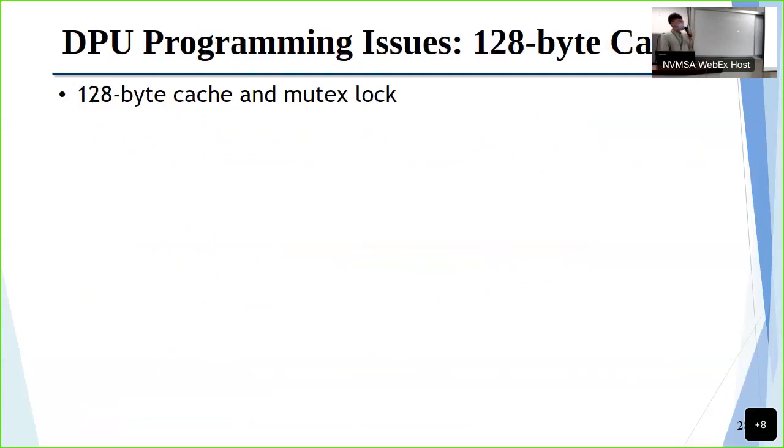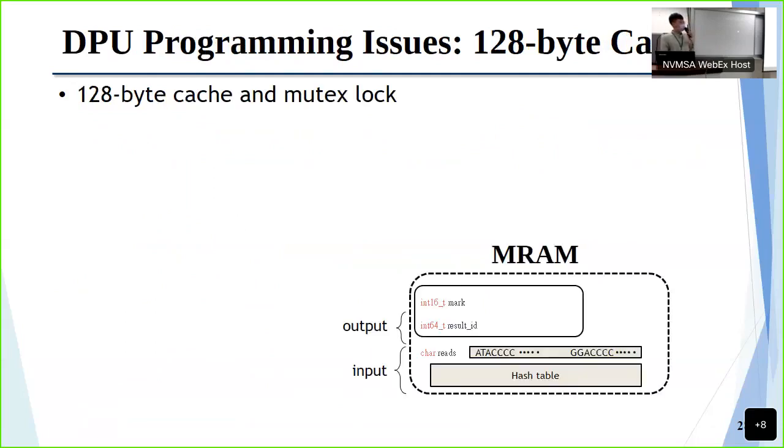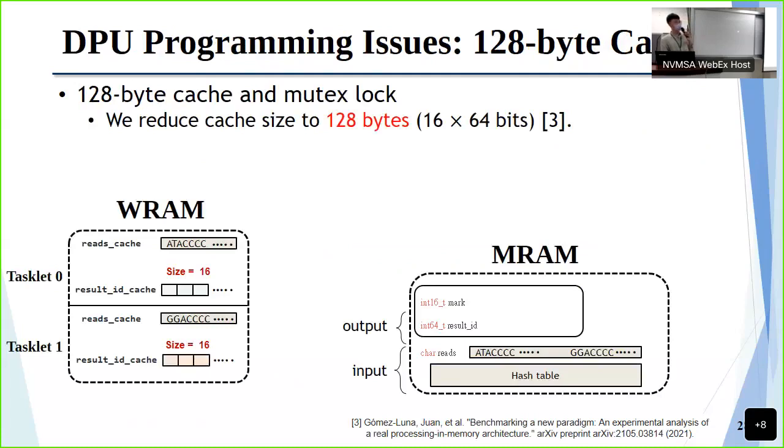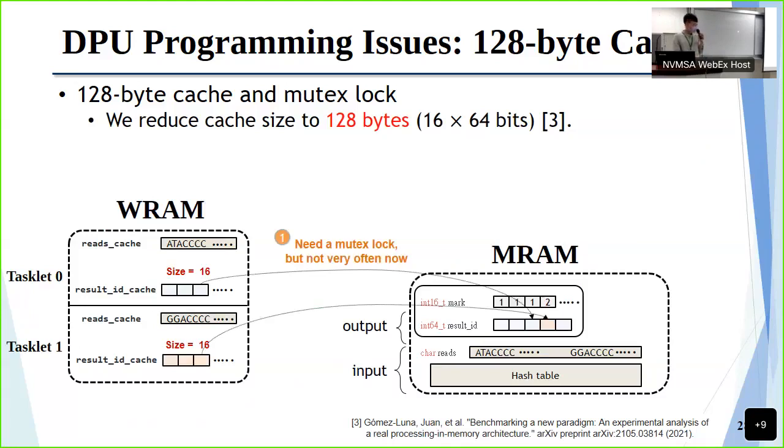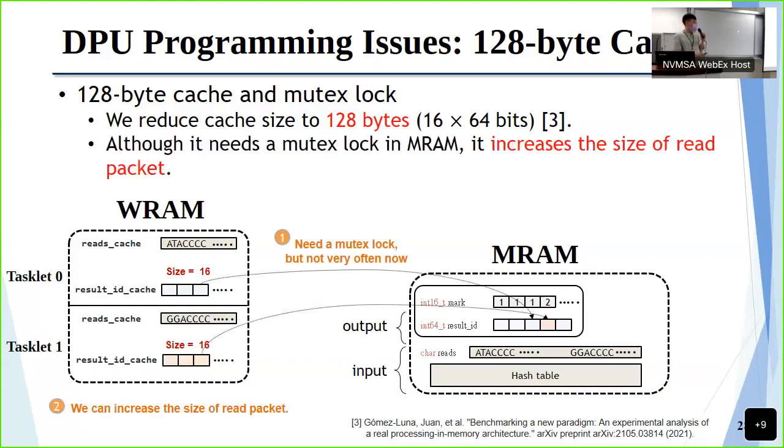Another design is the 128 byte cache mechanism. We reduce the cache size to 128 bytes. The reason behind the size is because existing benchmarking research shows 128 bytes is an efficient data size for data movement between WRAM and NVRAM based on the hardware architecture. In this design, we have a limited size of cache, so a multi-slot is required. However, because the cache size is a constant size, we can increase the size of the read packet.